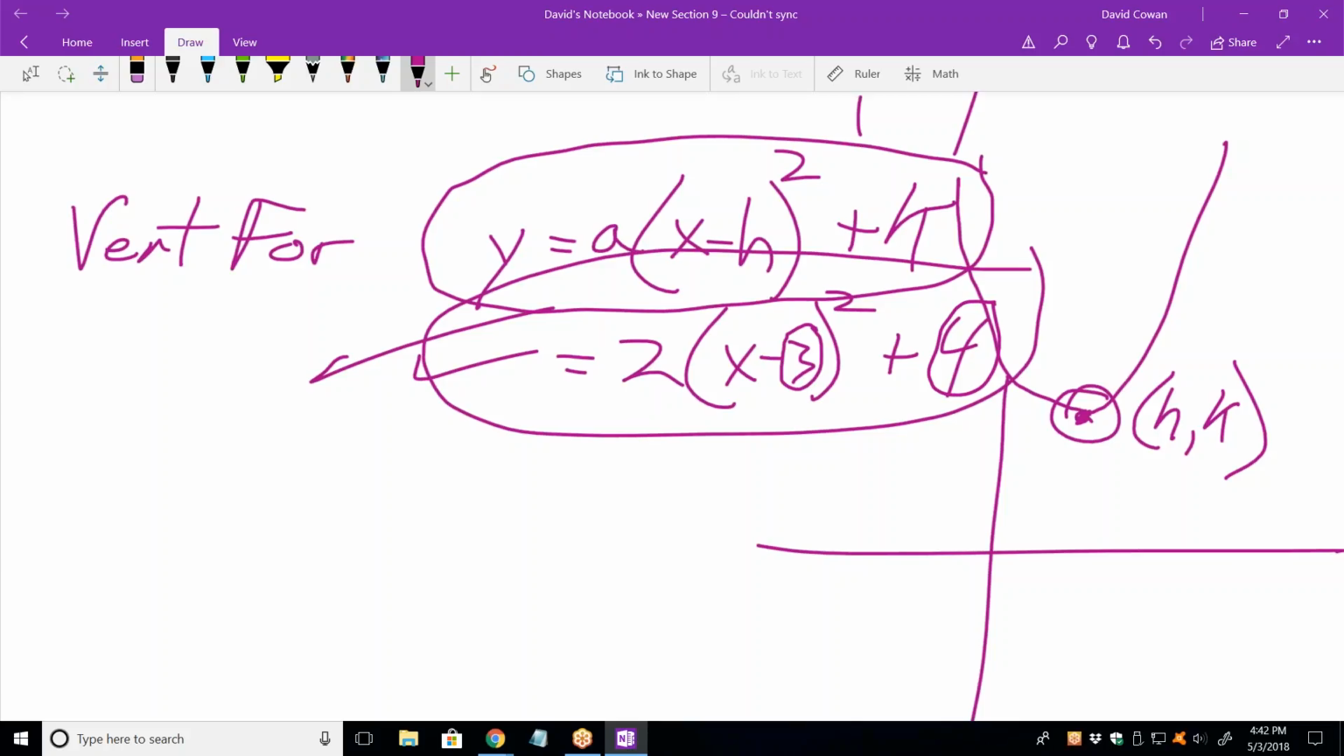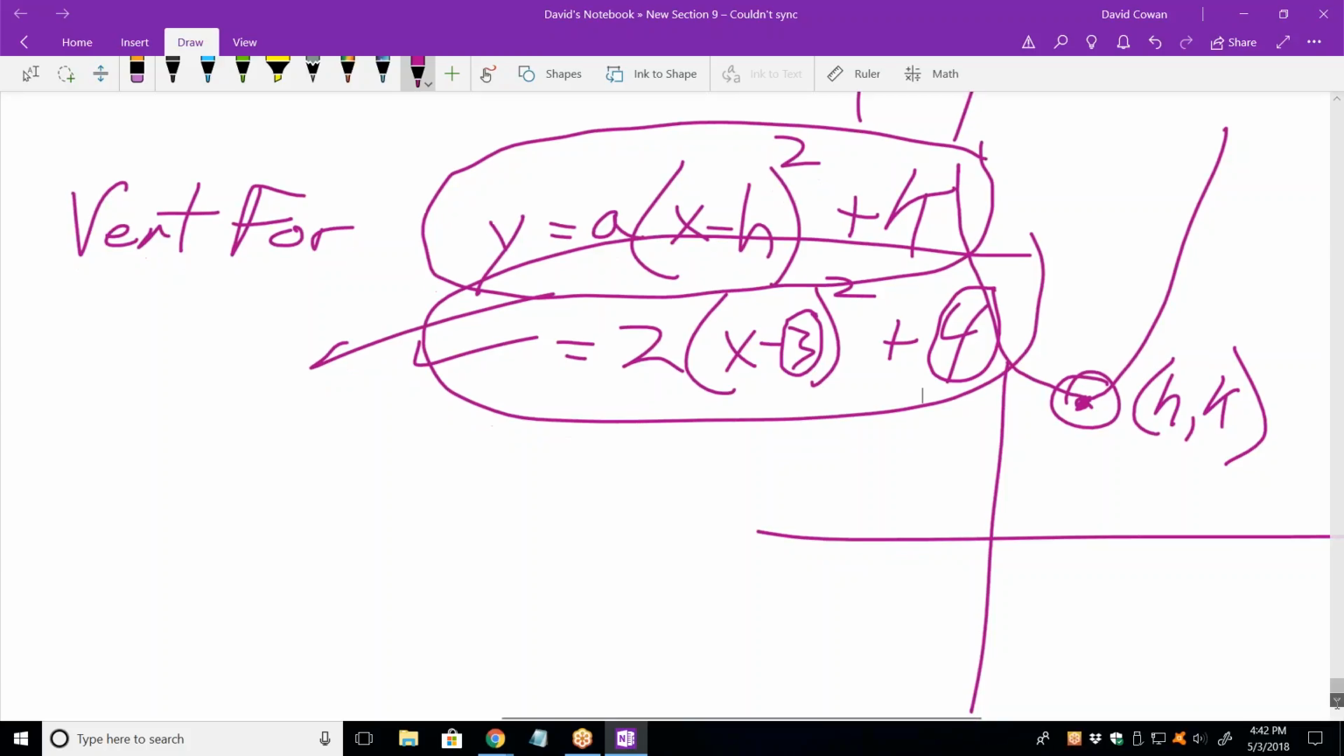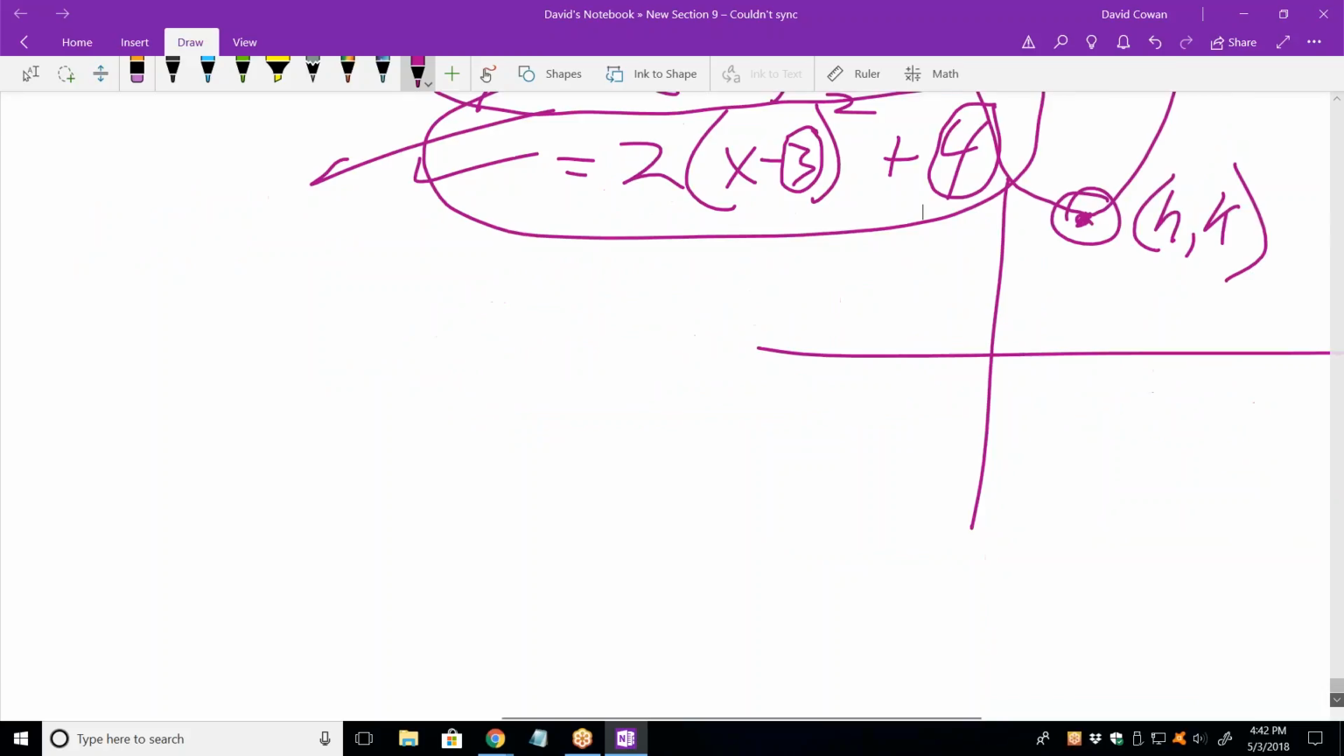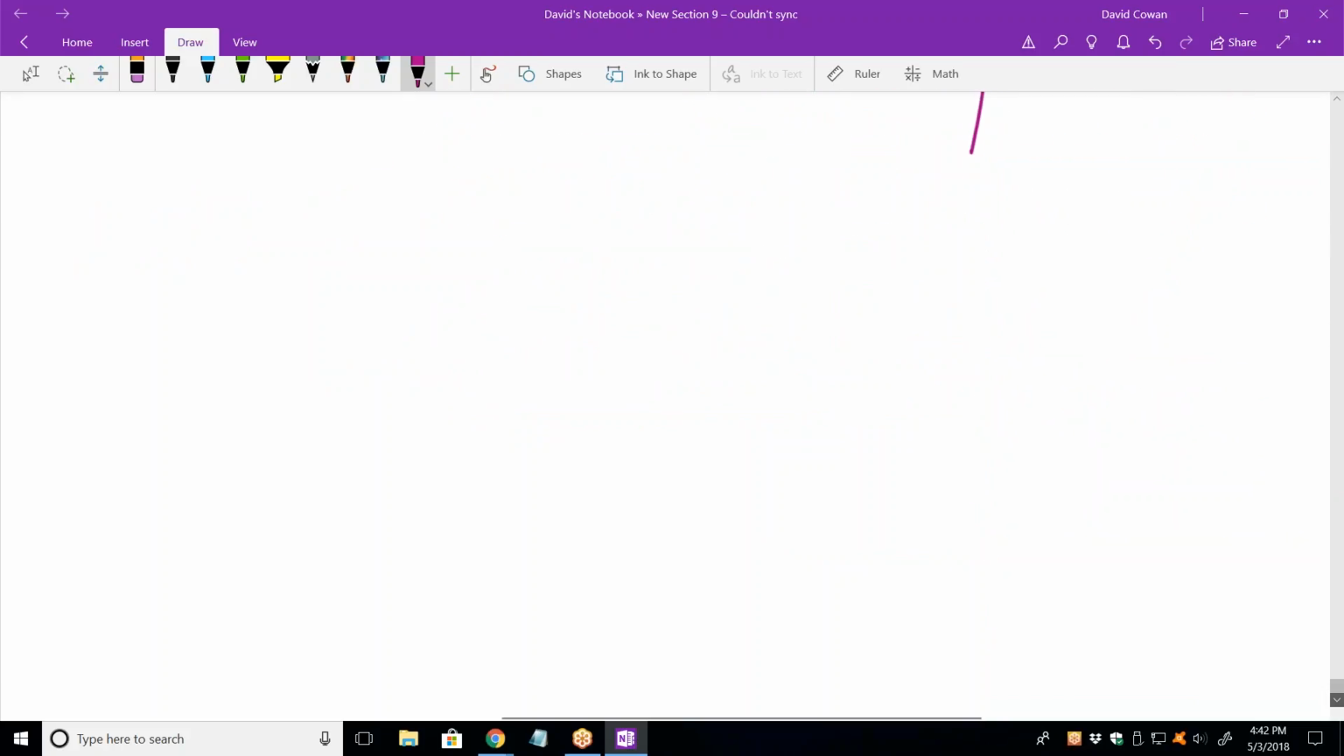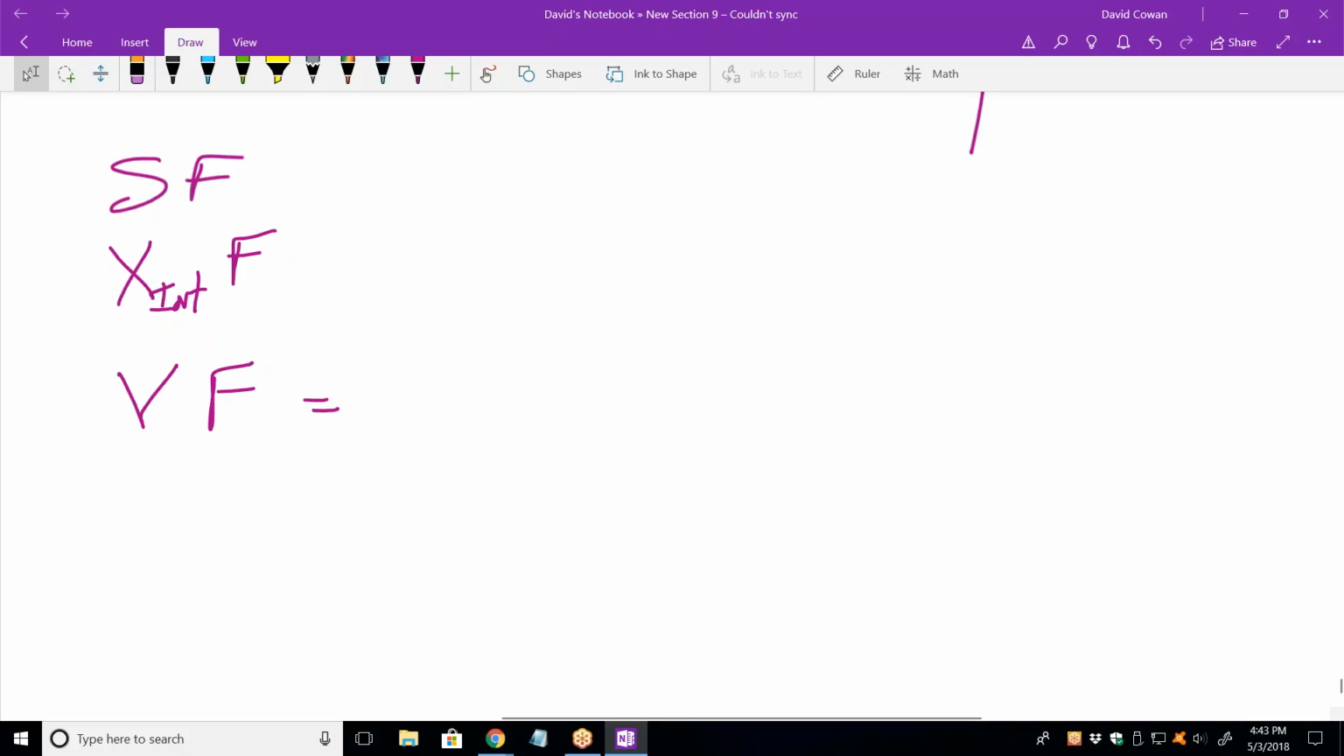Now, if they give it to you in vertex format, that's all well and good. There's 3 different formats they can give it to you in. Let's go over all of them. There's standard format. There's X-Intercept Format. And there's Vertex Format. The Vertex Format's the most common one. And I'm going to give you examples of all 3. I'll give you the same example I just gave you. That's Vertex Format. X-Intercept.